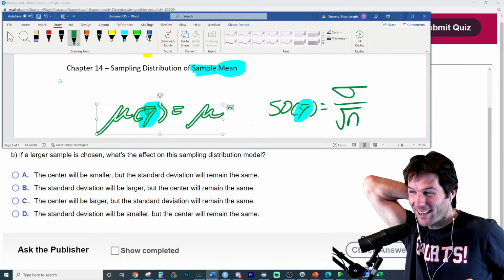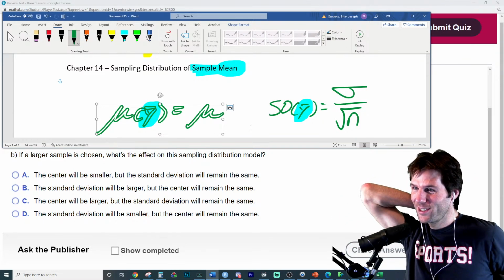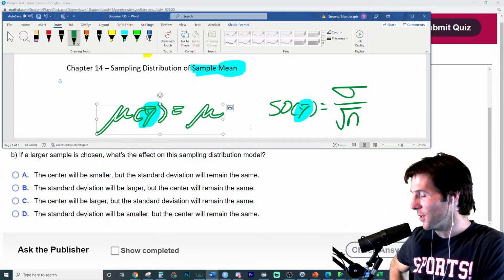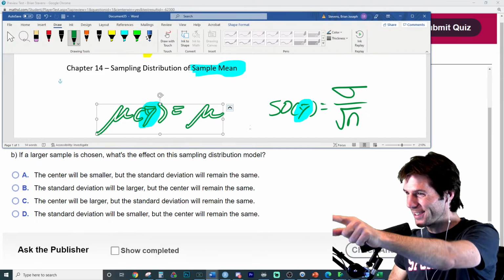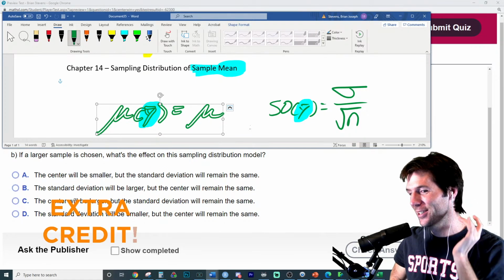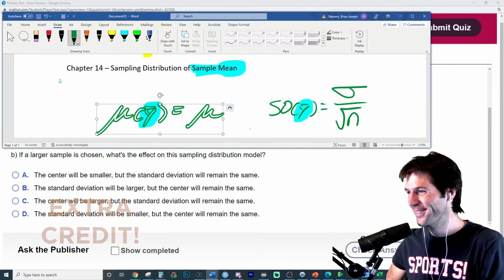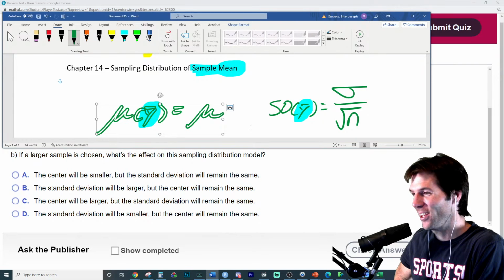Sorry, Tiffany. I'm sorry, Kayla. If you increase the sample size, what happens to the mean of the distribution? It stays the same, does not change. Kayla right there, great job. So it does not change. It doesn't matter! It doesn't change the mean.